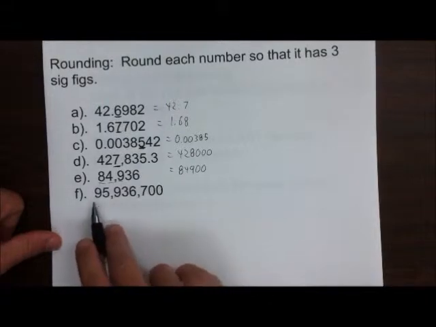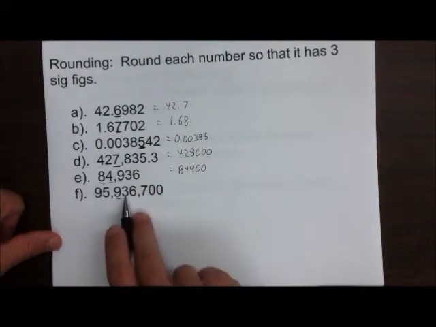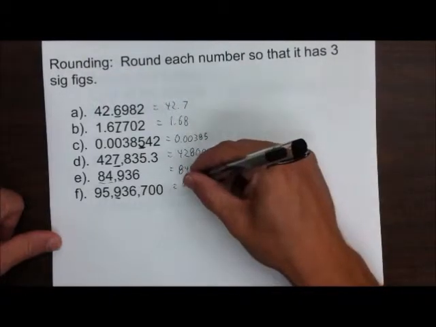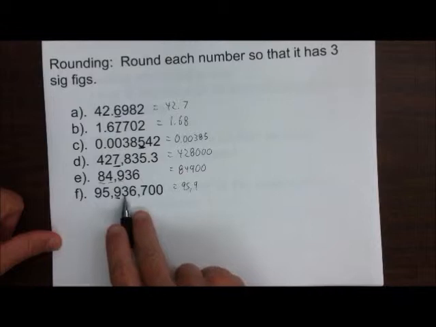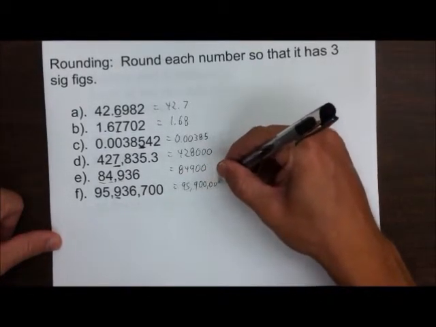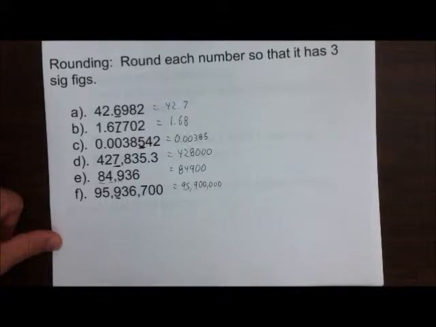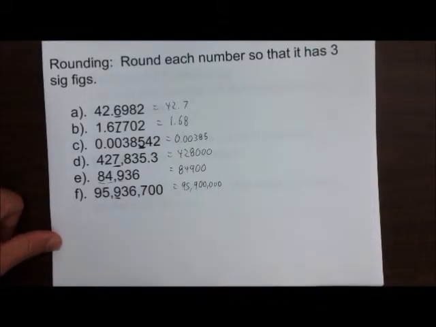And our last number, we move 1, 2, 3. We want to round this spot. It's going to stay as a 9 because of this 3, so this equals 95,000,009, and make all the others 0, 0, 0, 0. So notice we rounded it to 3 sig figs. All of those are placeholders.